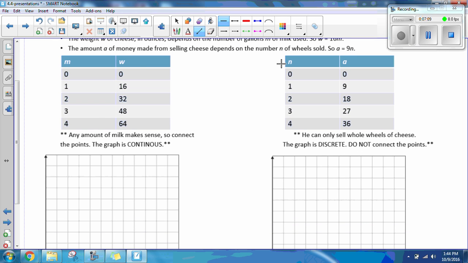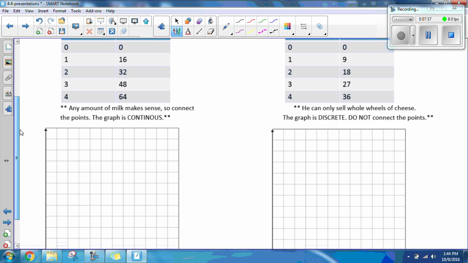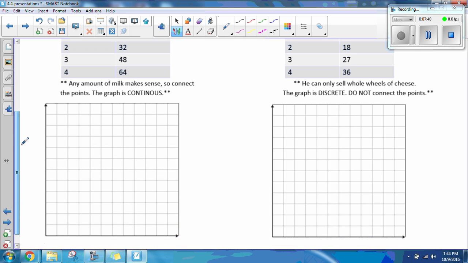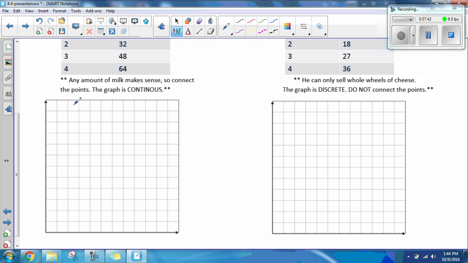So let's graph these points first for the weight of the cheese depending on the milk. And remember, any amount of milk makes sense. So even though we've chosen values from 0 through 4, I can technically use 1.5 gallons of milk. I can also use 2 2/3 gallons of milk. So in this case, our graph will be continuous because I can use any amounts of milk.